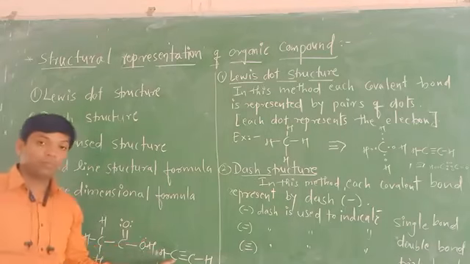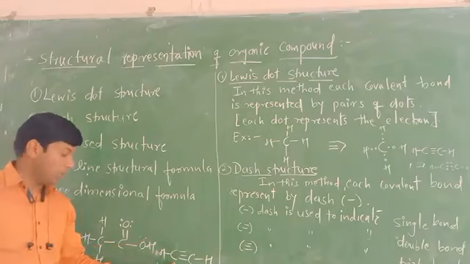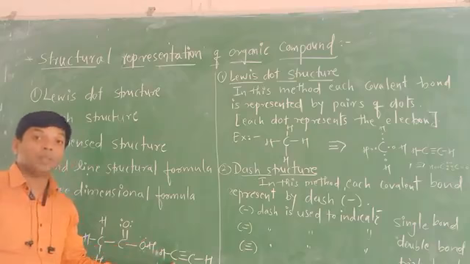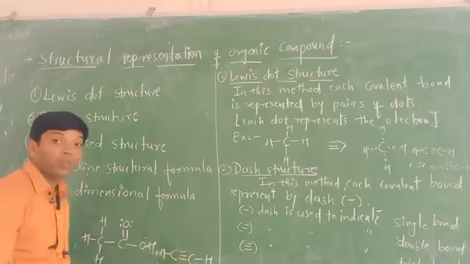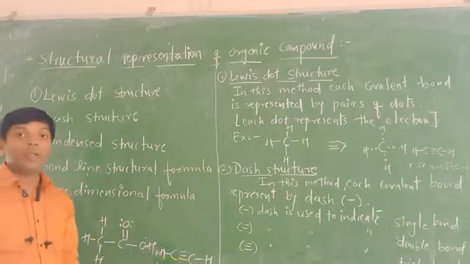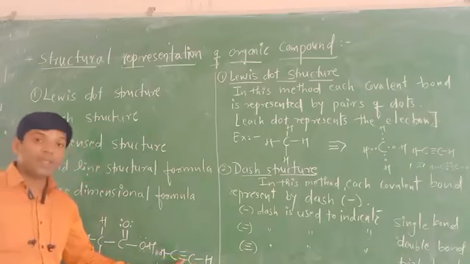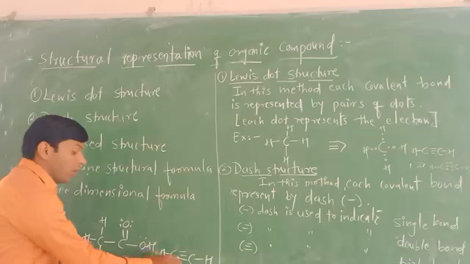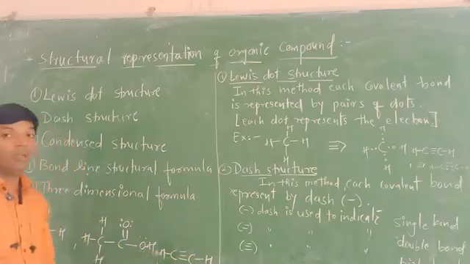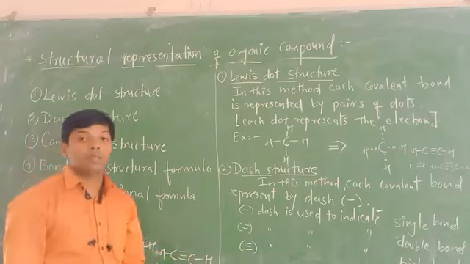Another example, the third example, is the name of the compound ethyne. Here carbon-carbon is shown by 3 dashes. What does 3 dashes indicate? 3 dashes indicate that the compound has a triple bond, and carbon-hydrogen is also shown as a single dash.